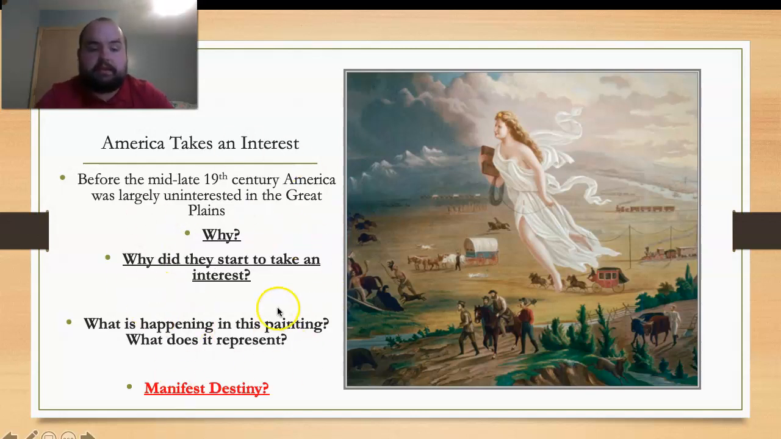Now, this whole idea is essentially referenced by a term you're all probably familiar with called Manifest Destiny. Manifest Destiny is most commonly represented in this painting right here. So, I'll give you a second to look at this painting on your own and think about what all it represents and what all it contains and what all this various symbolism means.